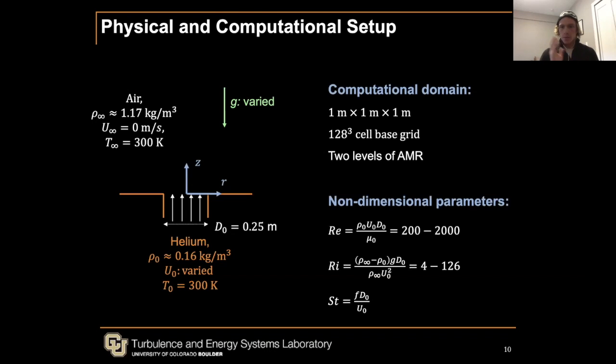Quickly, an overview of the simulations that I'm looking at in particular. We're injecting helium at the bottom of the domain, and then in an isothermal condition, quiescent air up here. The computational domain, to give you a sense of what we're looking at, is a meter cubed, with a quarter meter diameter injection, with 2 levels of adaptive mesh refinement. Non-dimensional parameters that we're looking at are Reynolds numbers between 200 and 2000, and Richardson numbers between 4 and 126. The Strouhal number down here is a non-dimensional puffing frequency that I'll discuss a bit more later.